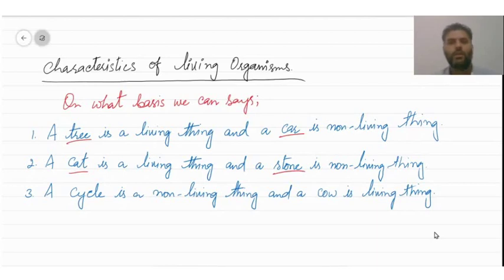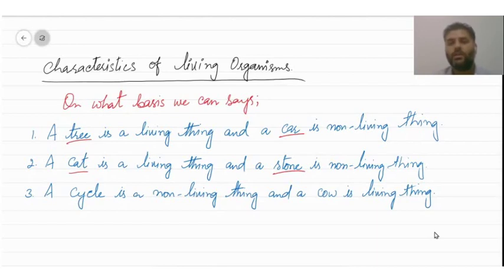Hello friends, today our topic is characteristics of living organisms. On what basis can we say that a tree is a living thing and a car is a non-living thing? A cat is a living thing and a stone is a non-living thing. A cycle is a non-living thing and a cow is a living thing. On what basis can we say these things? In this topic we'll discuss it.